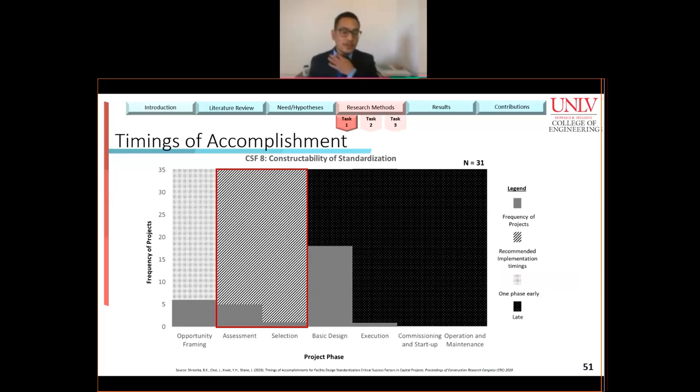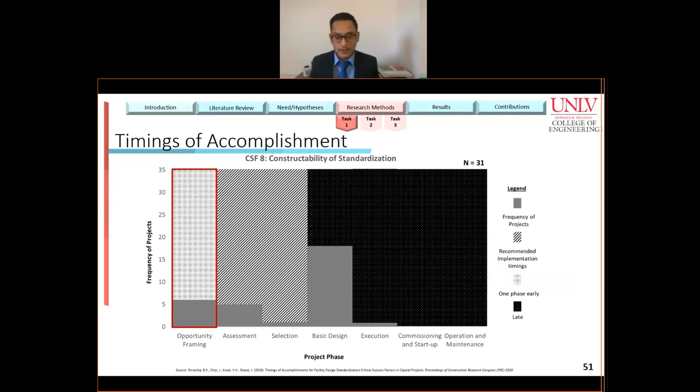This section, which is lightly shaded in a diagonal manner, represents the recommended timings by the CII for accomplishing CSF8. In this case, it is the assessment phase and the selection phase, as you can see in the y-axis. The black shaded portion represents the phase that comes after the recommended timing, which is the late phase. Here, it's from basic design to operation and maintenance.